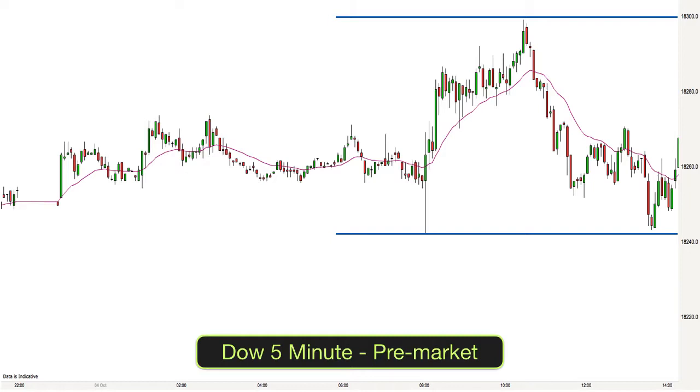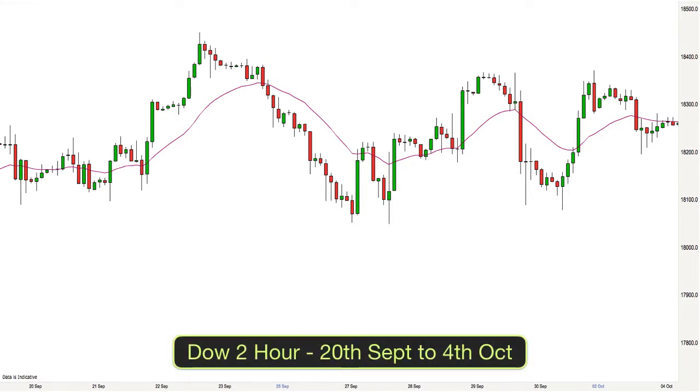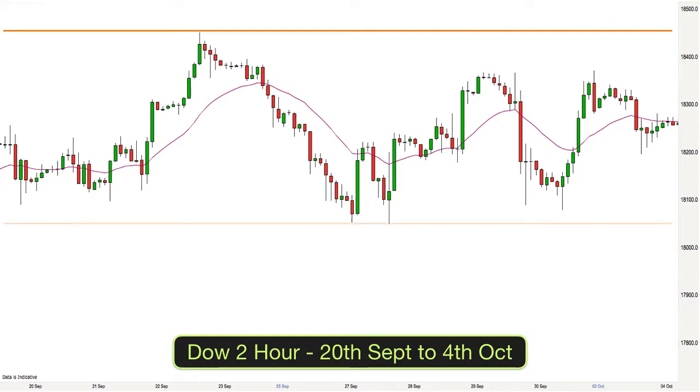Then I like to gain a slightly larger perspective because this will give me a better idea as to what the overall market sentiment is. So over the last couple of weeks, what's been happening? Let's have a look then at the 2-hour time frame to get that perspective. And again, we can see that the market's been in a bigger trading range, 18,450 being the top of the range and 18,050 being the bottom of the range. And round numbers are important in trading. And I've drawn these levels on my chart in orange.